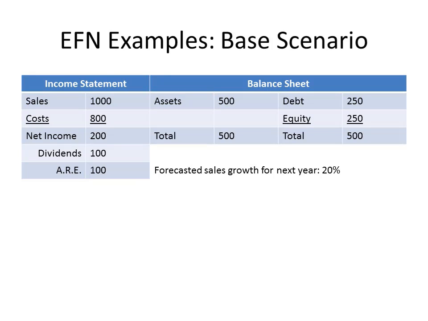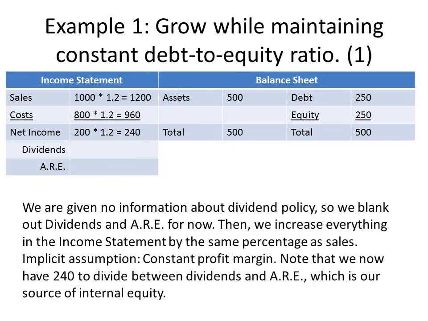And finally, from our strategic plan, we know that the forecasted sales growth for next year is 20%. In our first example, we have been instructed to grow the company while maintaining a constant debt-to-equity ratio. Notice that this constraint doesn't give us any information about the dividends in the addition to retained earnings, so we've blanked them out for now in the income statement.